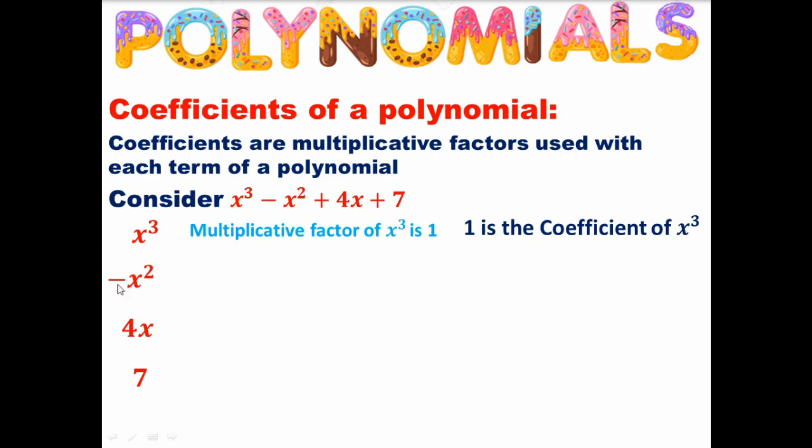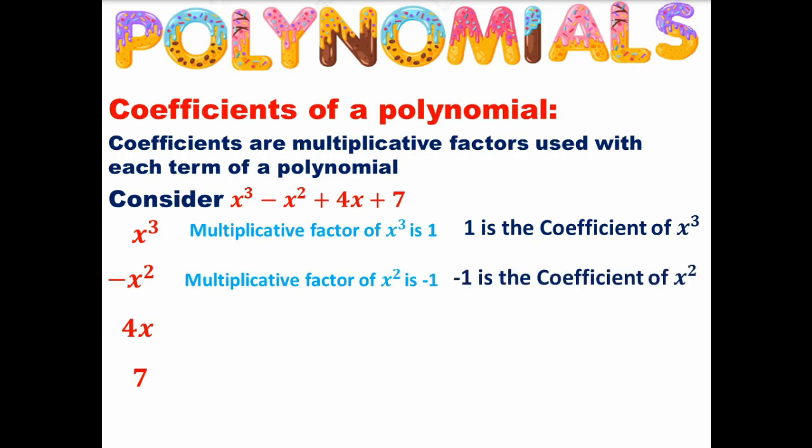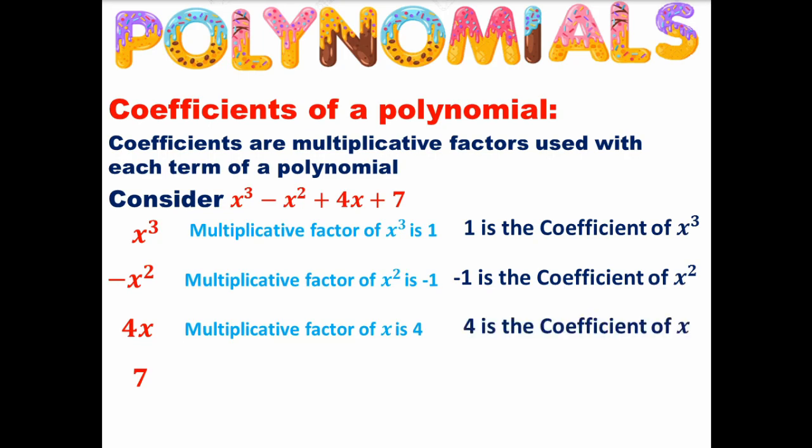Here we have minus x square. That means the multiplicative factor is minus 1. So the multiplicative factor of x square is minus 1. That means minus 1 is the coefficient of x square. Now consider the x term. Here it is 4x, so the multiplicative factor of x is 4. That means 4 is the coefficient of x.